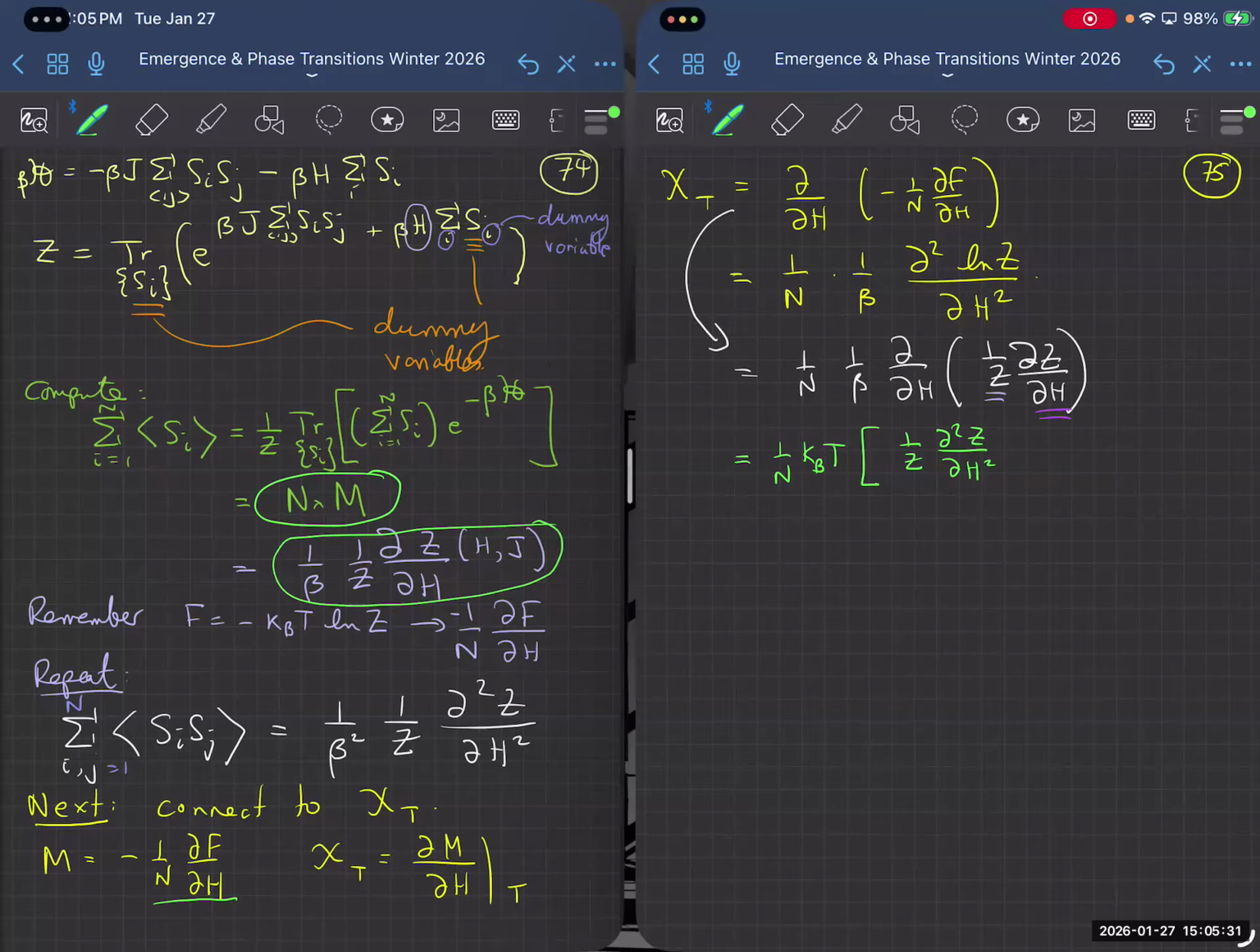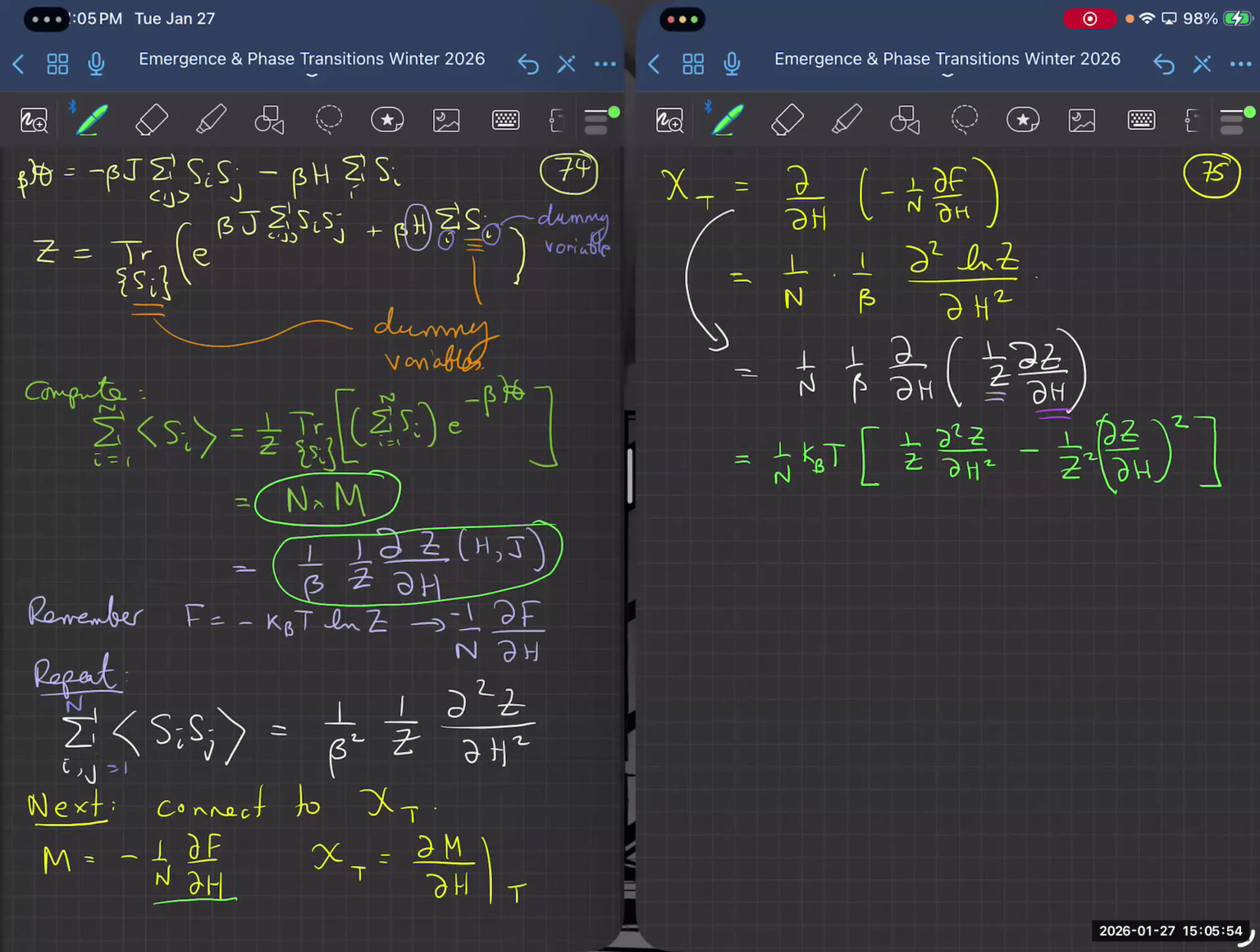And then I've got to add the d/dH acting on the 1/Z. So the derivative of 1/Z is -1/Z^2 times dZ/dH. So I get -1/Z^2 dZ/dH. And then I've got another dZ/dH already there. So then it's two factors of that. And then that's the end of the calculation.